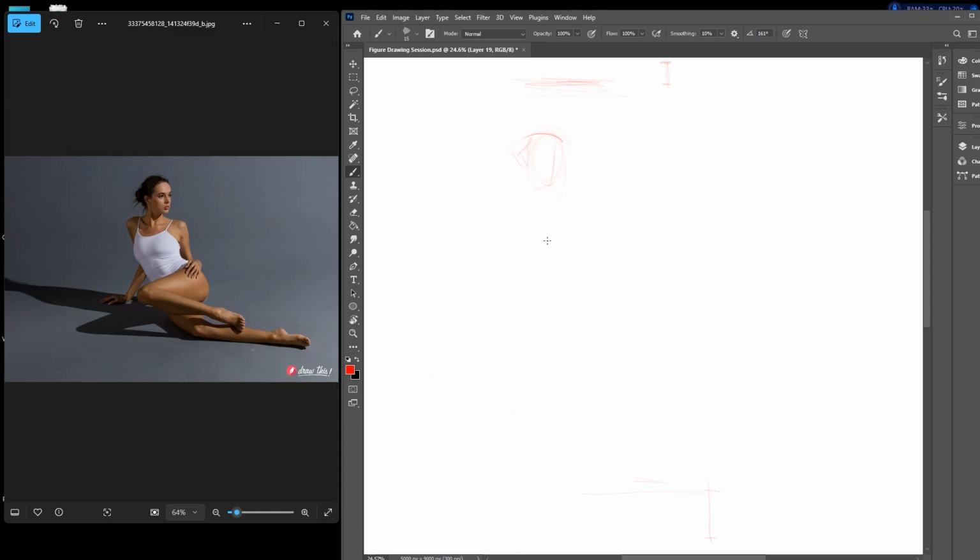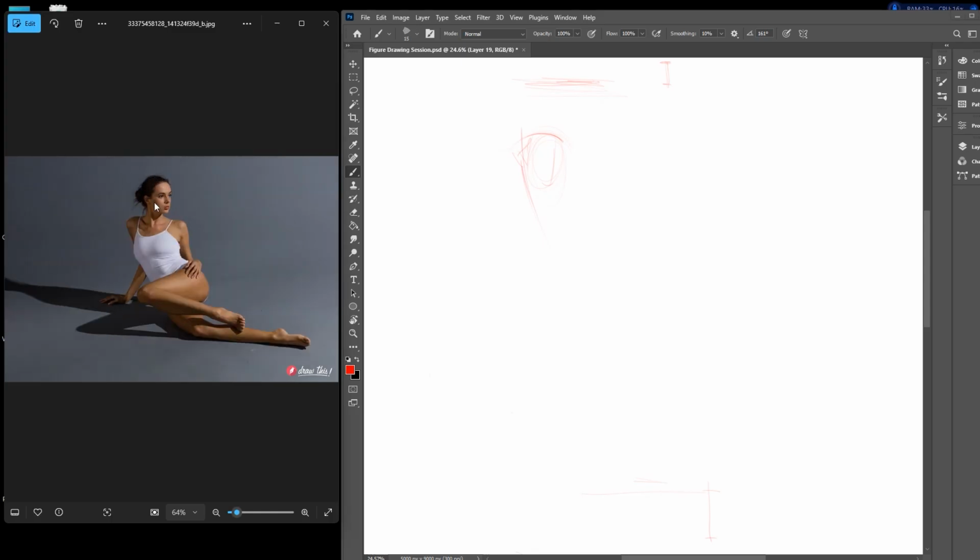I am really afraid to get into the details. I won't draw the nose. I won't draw the eyes. I won't draw the mouth. I won't get into the detail. Getting into detail in the early stage is the biggest mistake you can make in figure drawing. Just don't get into the details. You just need to get the pose down.